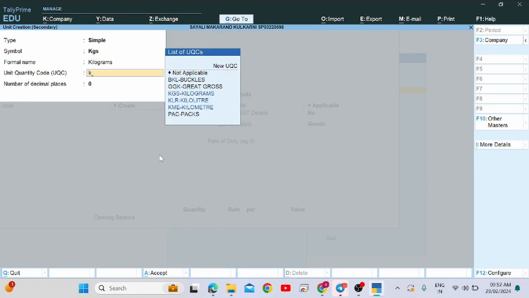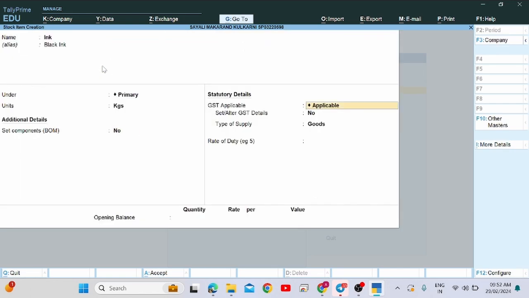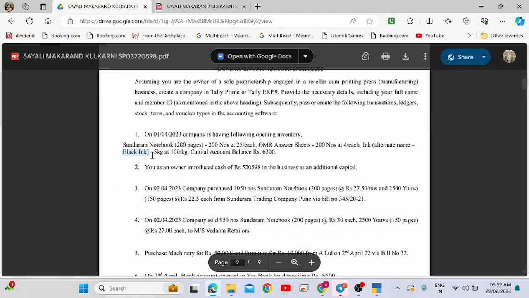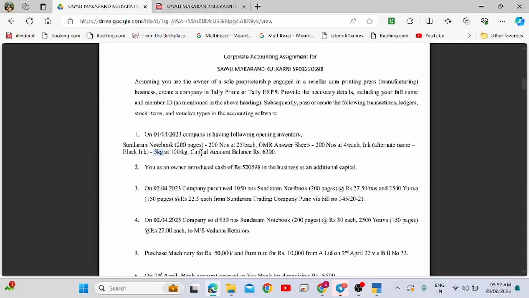and then here kgs, kilograms, and then we write kilograms in grams also. This is kilo as well as gram, and 1000 grams is equal to 1 kg. That means in kilograms you will find 3 decimal places. Yes, 3 decimal places. And then no need to set the bill of material components for ink, no need to write rate of duty. And then finally they are saying 5 kg at 100 each. 5 kg at 100, that means rate is 100, and then accepted. We have created kg ink also.